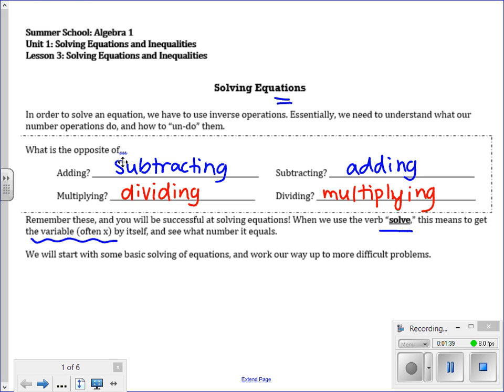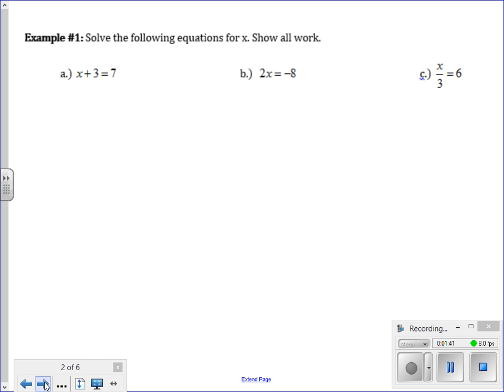Each of these examples are going to be followed by a prompt to pause the video and go back to Canvas and look at these short 6-question practices that go along with each level of solving equations. All right, so we're going to do some notes, and then you're going to go and do some practice on your own and then come back to the notes for the more difficult problems.